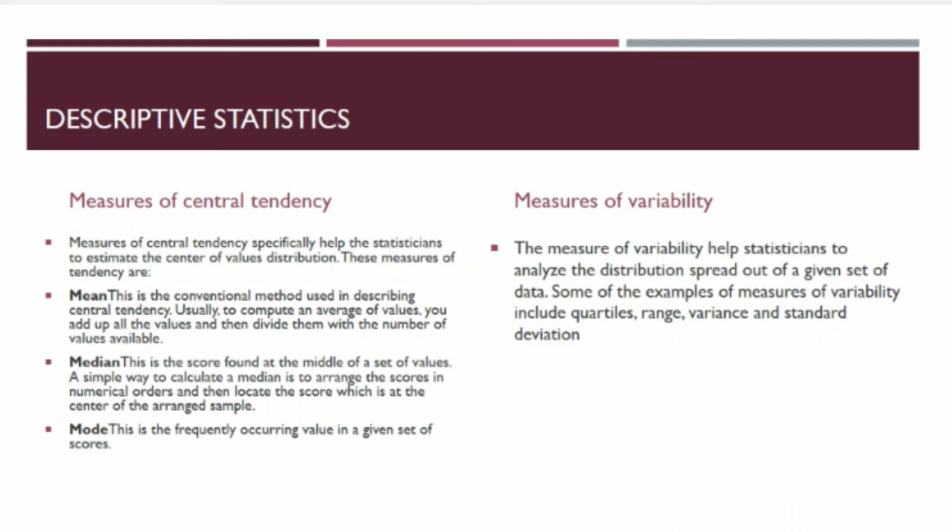So what is mean? This is the conventional method used in describing central tendency. Usually, to compute an average of values, you add up all the values and then divide by the number of values available. What is median? This is the score found at the middle of a set of values. A simple way to calculate a median is to arrange the scores in numerical order and then locate the score at the center of the arranged sample. And what is mode? This is the most frequently occurring value in a given set of scores. We will look into how to calculate mean, median, and mode in detail in our upcoming videos.